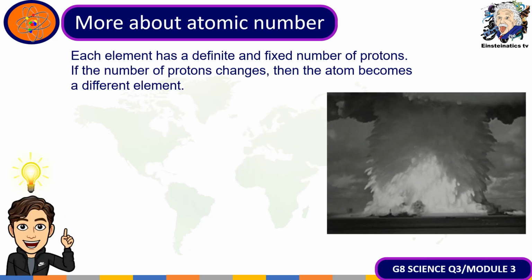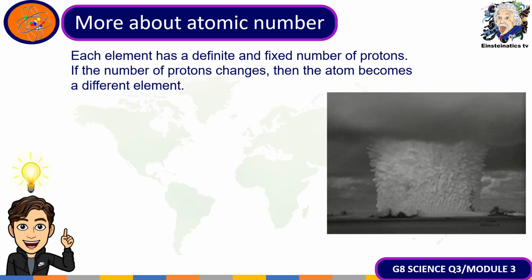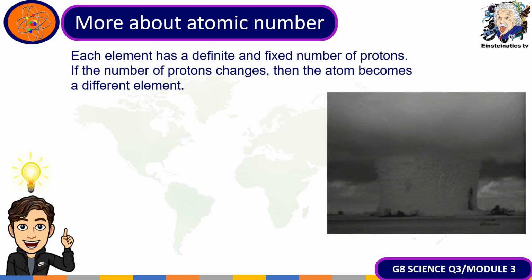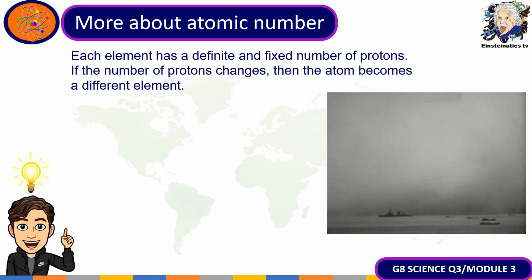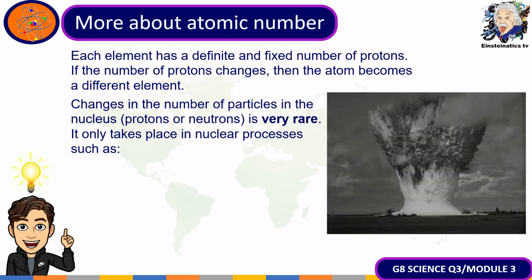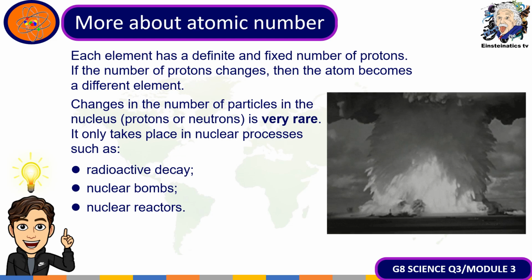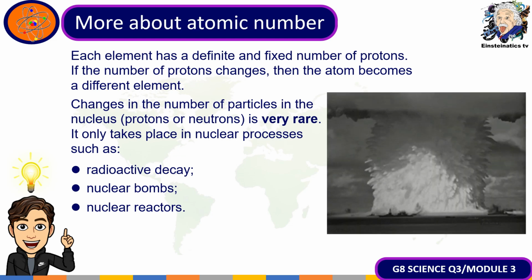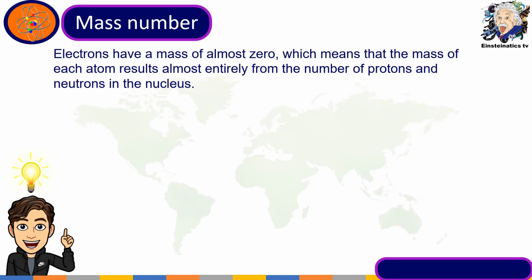Based on what we have discussed just a while ago, we already know that the atomic number is based on the number of protons. And each element has a definite or hindi nababago or fixed number of protons. If the number of protons changes, then the atom becomes a different element. However, there are some cases wherein the protons or the neutrons may change, and this usually takes place in nuclear processes such as radioactive decay, nuclear bombs, or in nuclear reactors. So ito lang yung mga cases na pwedeng mabago yung number of protons. We have discussed just a while ago that the number of protons determines an element's atomic number.